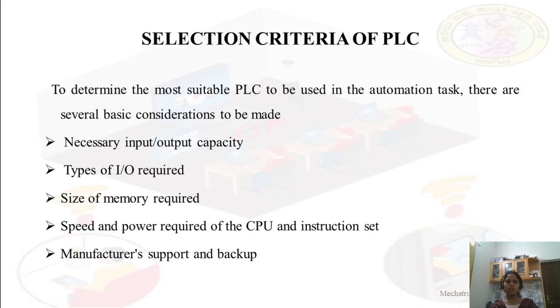Then speed and power required of the CPU and the instruction set. Speed and power required means here the scan time will come. The scan time is the execution cycle of the PLC. If the scan time is shorter, then the cost will increase. If cost is not an option, then we can go for a shorter scan cycle. If cost is the major thing, that is, the cost should be less, then we have to compromise on the scan cycle.